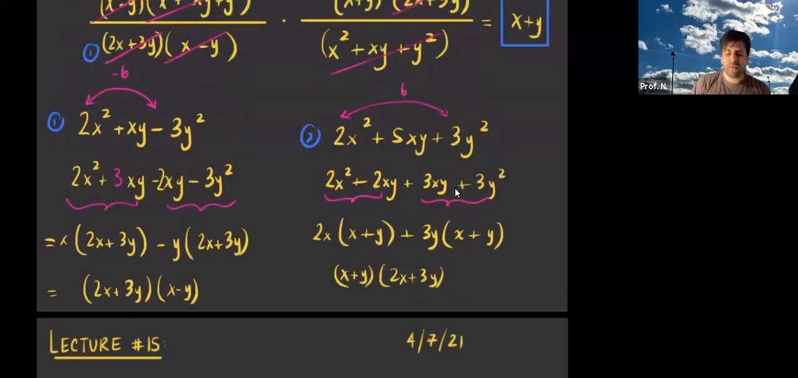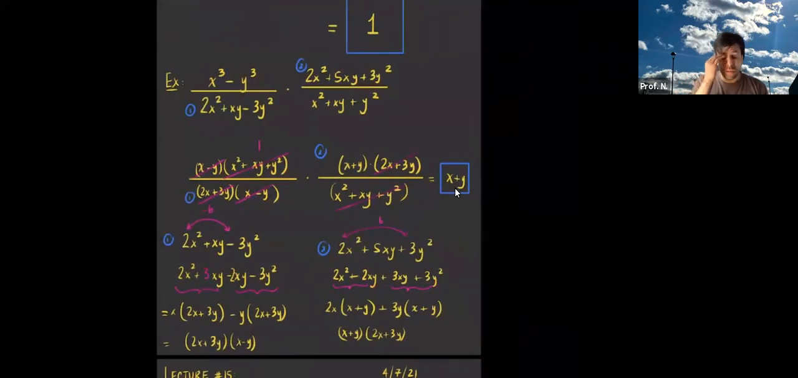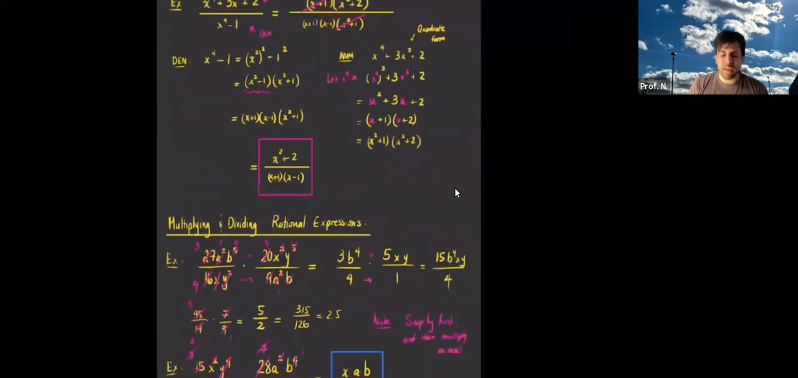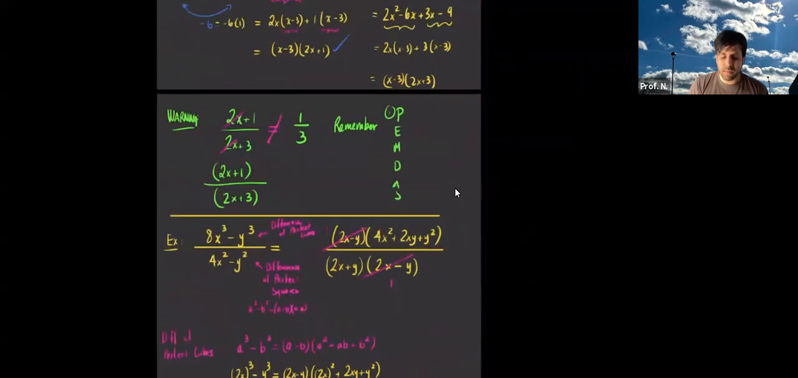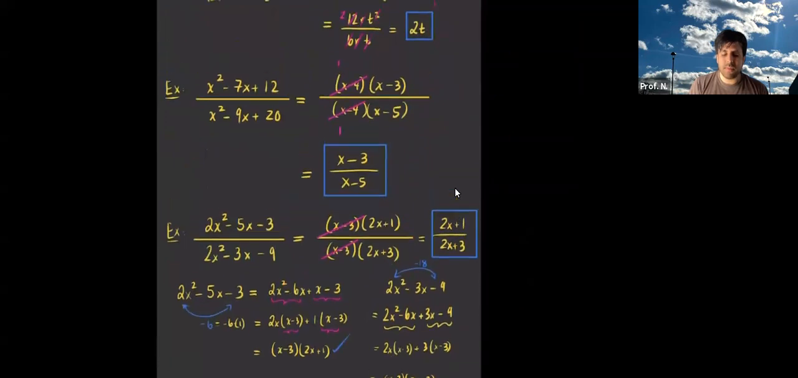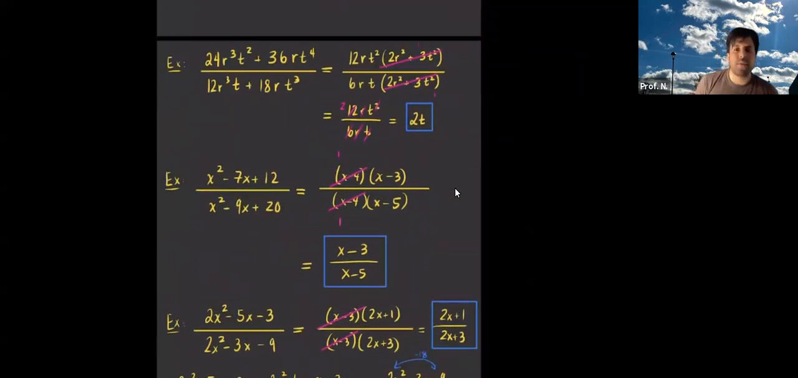And rational expressions were just fractions that had polynomials in them. And we learned how to simplify them. And the process of simplifying rational expressions required you to factor. So again, factoring is a very important aspect of this whole unit on rational expressions.